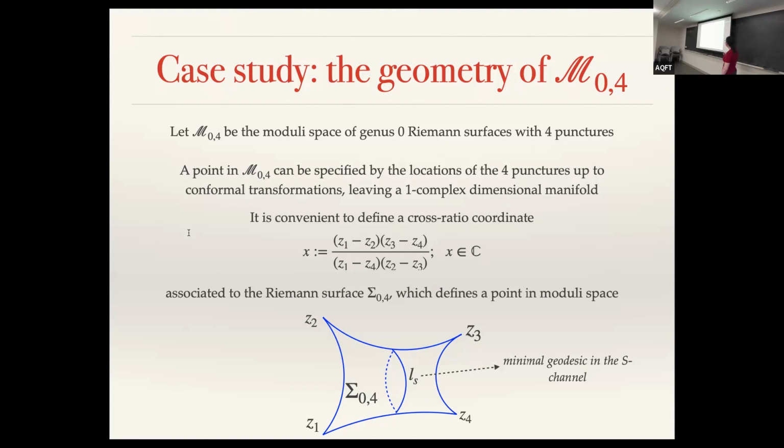We can specify a point in this moduli space by the locations of the 4 punctures, let me call them Z1, Z2, Z3, and Z4, up to conformal transformations. Once you've quotiented out these conformal transformations, you're left with a one complex dimensional moduli space. It's convenient to define what's called a cross ratio coordinate in terms of the locations of these four punctures in the following way, where x is known as the cross ratio and it's just equal to some complex number. So a particular cross ratio defines a particular genus zero Riemann surface with four punctures, which defines a particular point in this moduli space M04.